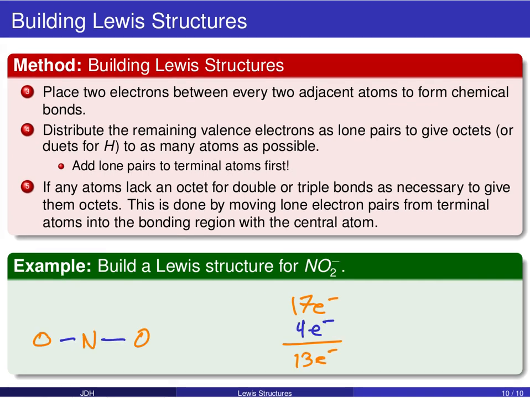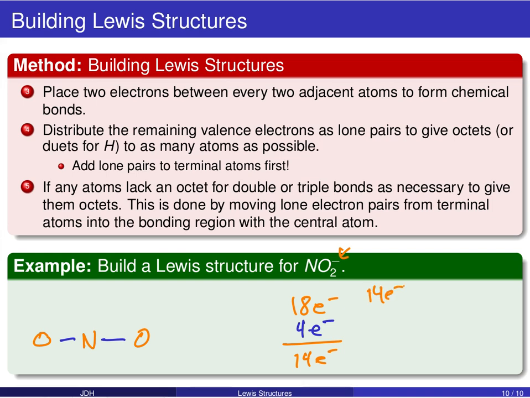If we were going to do the same sort of thing for NO2 minus, well, then we'd be starting off with 18 electrons. And then we'd use up 4 of them again, and we'd have 14 electrons left over. So moving forward with our NO2 minus example, we'll actually come back to NO2 in a future lecture. Now, in our 4th step, we are going to distribute the remaining 14 electrons to terminal atoms first to give them lone pairs and satisfy the octet to the greatest extent possible.